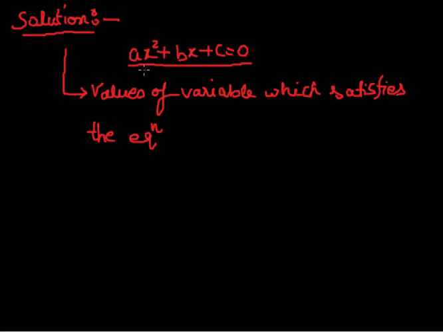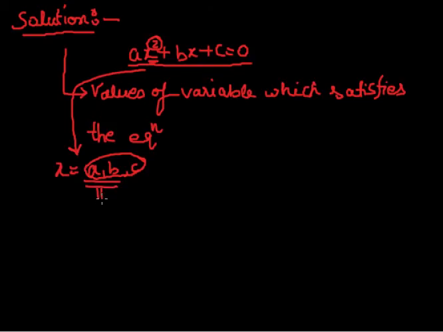Now for this equation the solutions are the values of x, where a, b, c are the general coefficients I took. Since the highest power of the variable in this equation is 2, the values of the variable which satisfy this equation must be 2, because the highest power is 2.